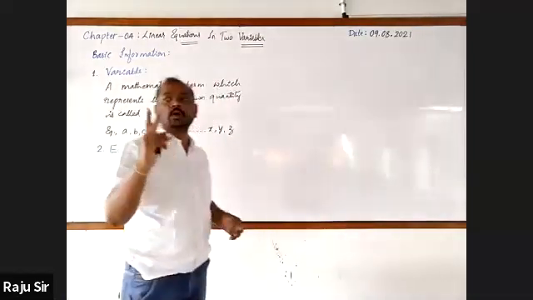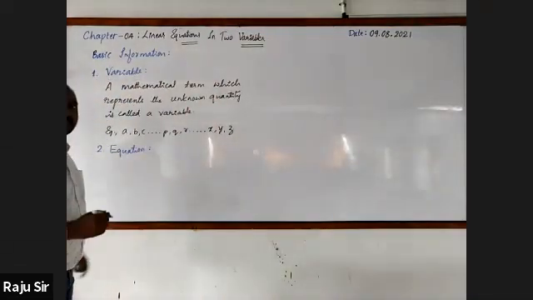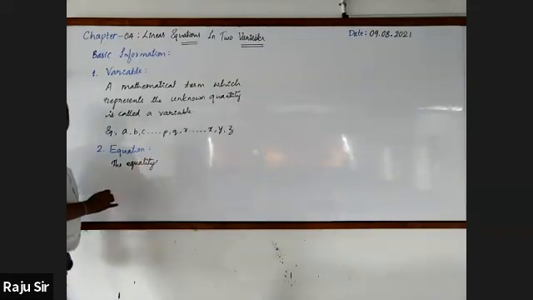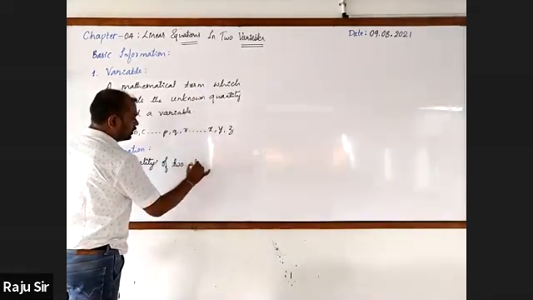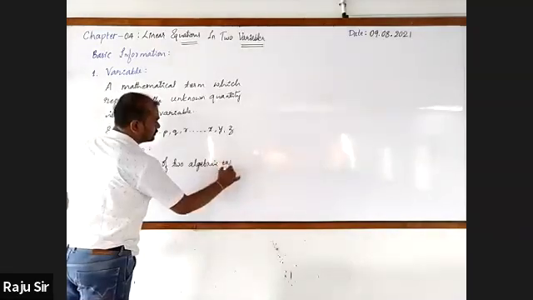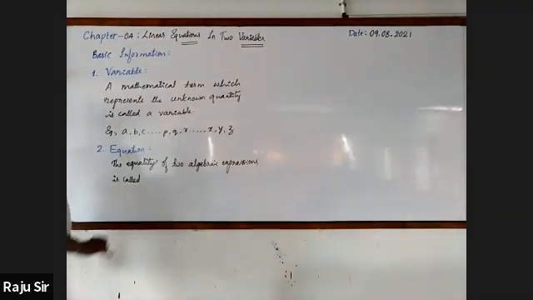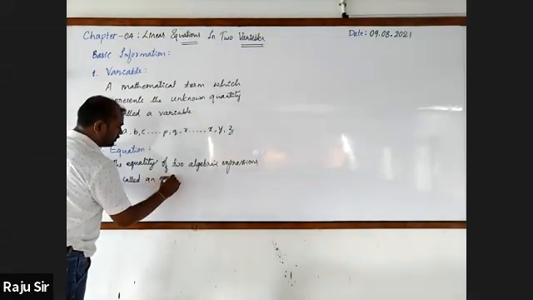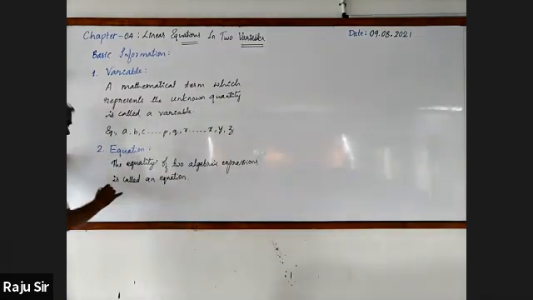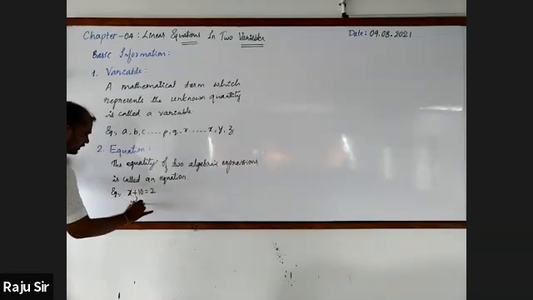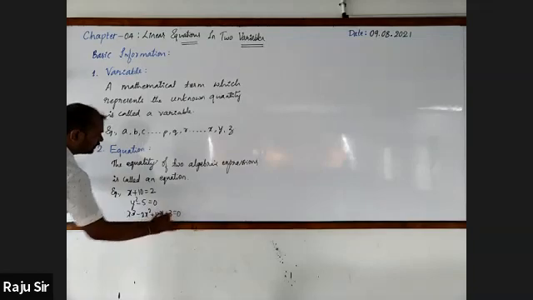The equality of two algebraic expressions is called an equation. Give some examples: x plus 10 is equal to 2, y square minus 5 equal to 0, then x cube minus 2x square plus 11x plus 3 equal to 0.